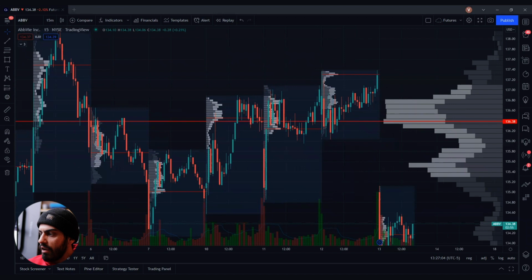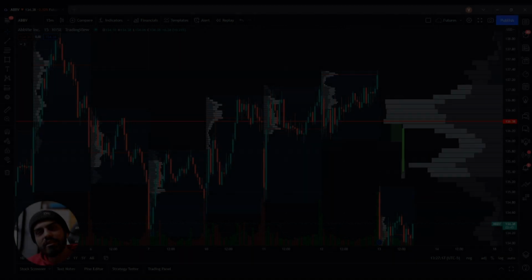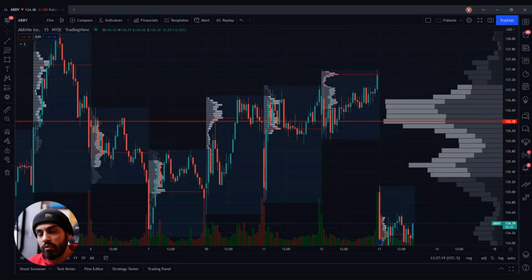So we're going to talk about how we use these areas, how we use these profiles, how we use the levels, the ledges, and all that good stuff. But we have to understand first and foremost, what does the volume profile tell us, right? What is the purpose of the volume profile?